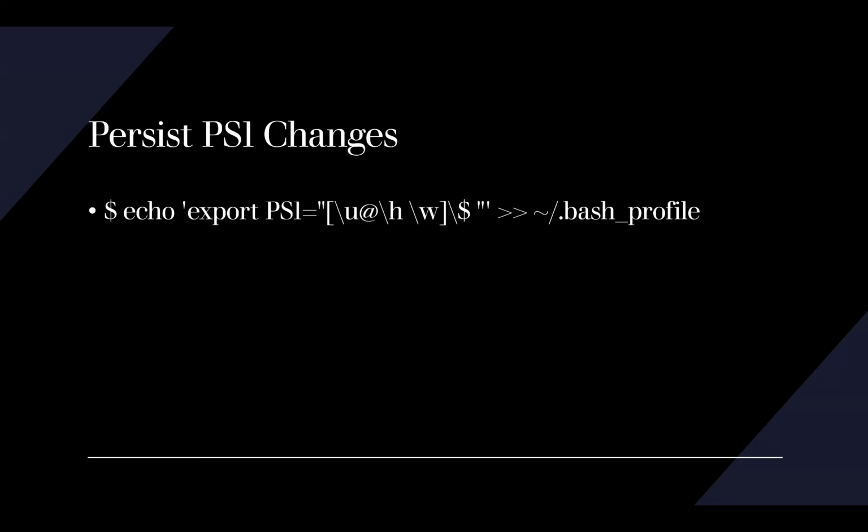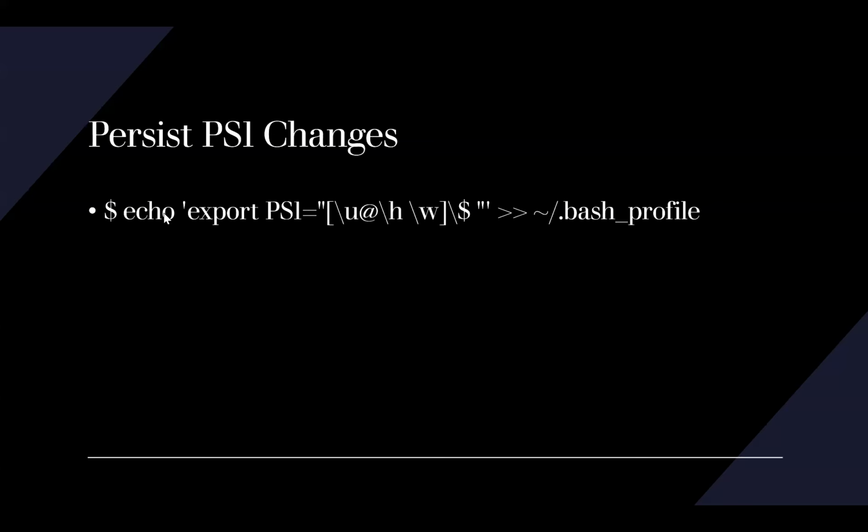To make your customized shell prompt persist, add the PS1 value to your personal initialization files. Personal initialization files are commonly referred to as dot files, since they begin with a dot or a period. You could also use Nano, Vi, or Emacs to edit your bash profile file. This example just uses echo to accomplish the same thing.